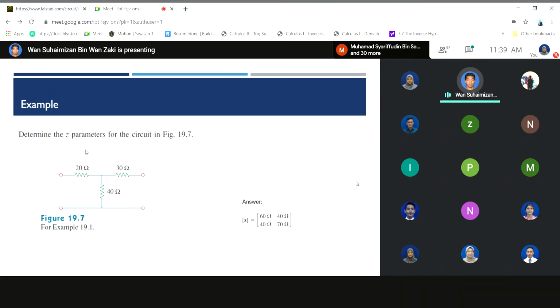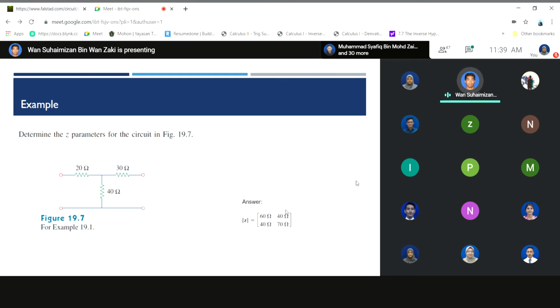For example, here we have a circuit. Determine the Z parameter for the circuit, right? So it means that the question asks you to determine the Z parameter. They only give you this type of circuit, and from this circuit, you need to determine the Z parameter. So bear in mind that besides Z parameter, we also have Y, H, or A parameter.